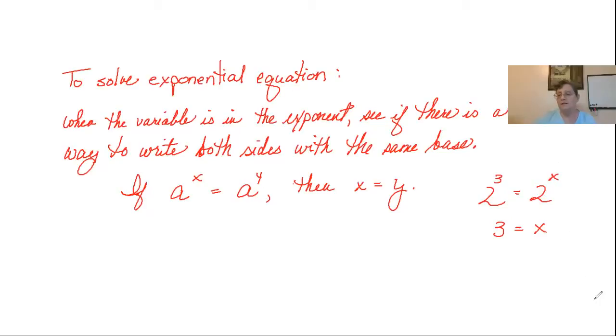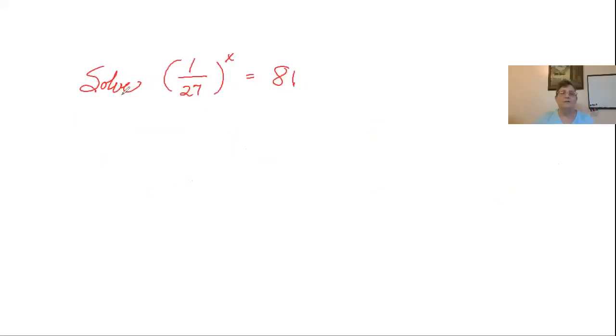So let's take a look at an example. What if we solve 1 over 27 raised to the x is equal to 81? Now, 27 is 3 cubed. 81 is 3 to the 4th. So can we write both of these as 3 raised to some power? Because it would be kind of tricky to write 81 as 27 raised to a power directly.